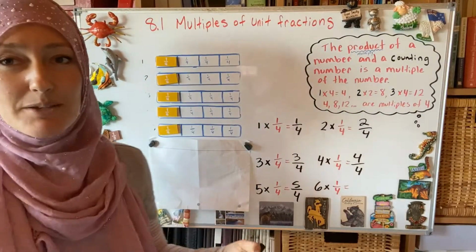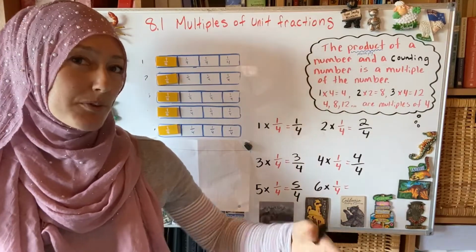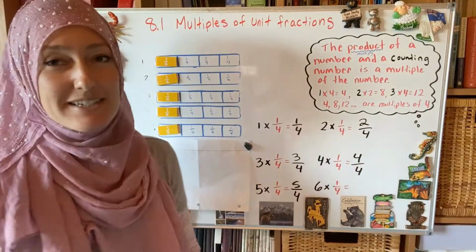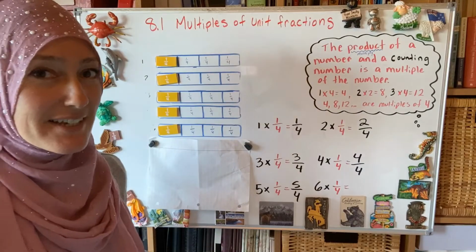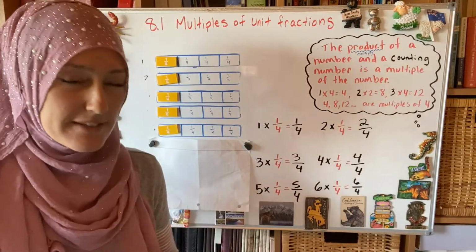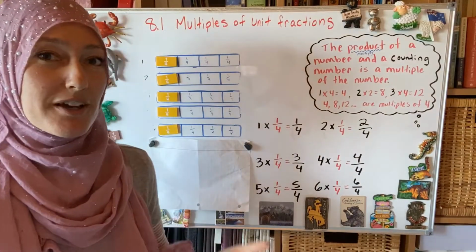And if I wanted to keep going and just keep listing the multiples more and more, if I had 6 times 1/4, you should already see the pattern. What I would get is 6/4. So that's another way that you can think of having the multiples of a fraction.